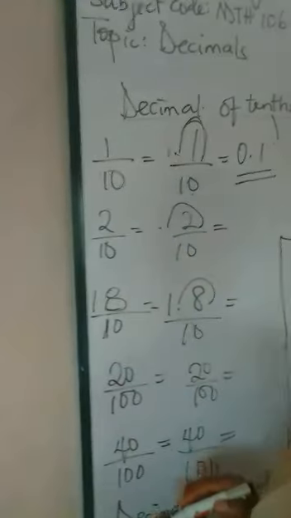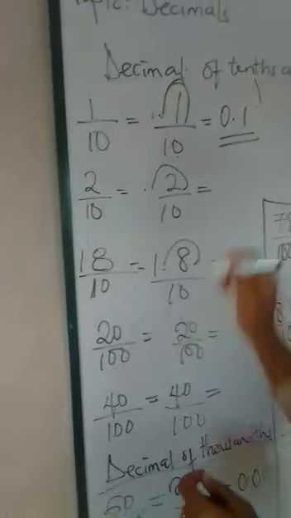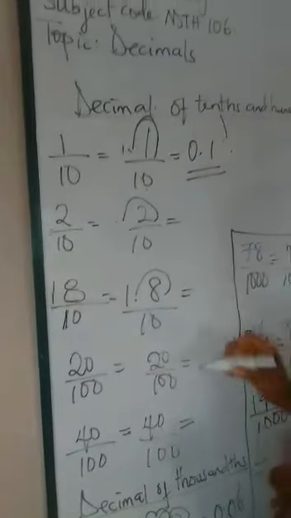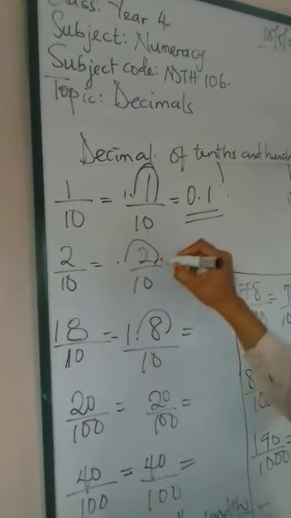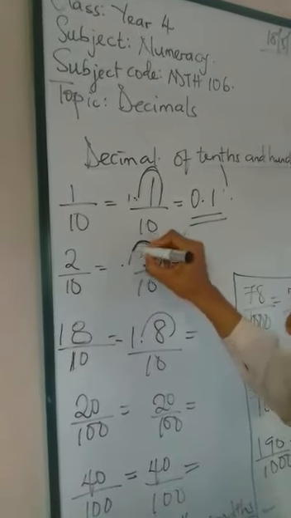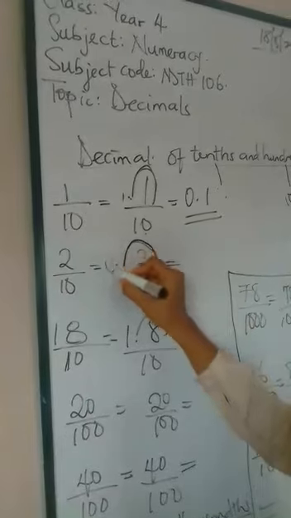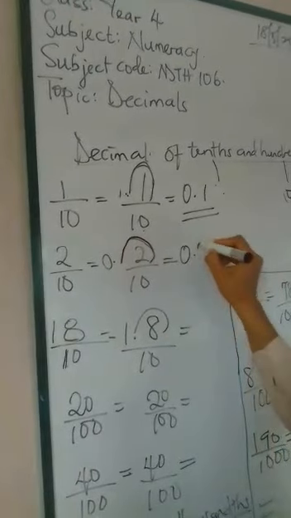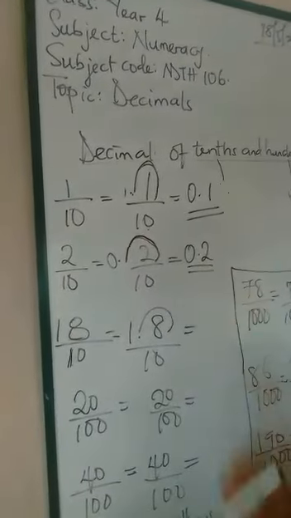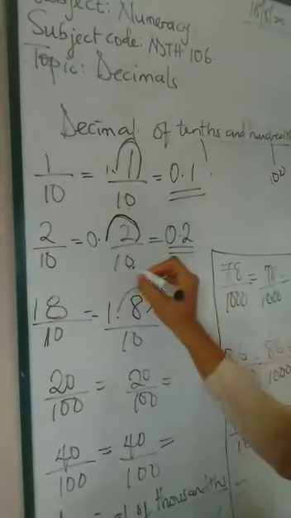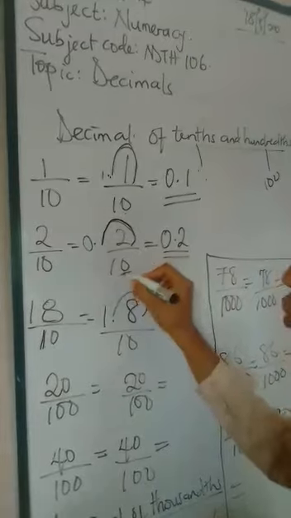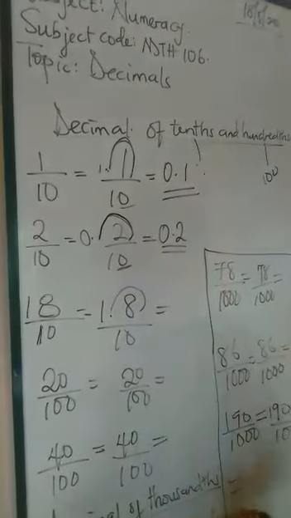Example number 2: 2 over 10. I will move my decimal point once from my right to my left, and the answer becomes 0.2. The reason why I move my decimal point once is because it is just 10.